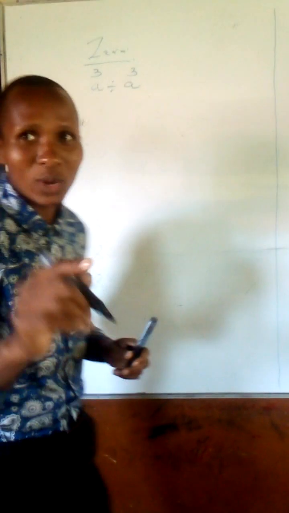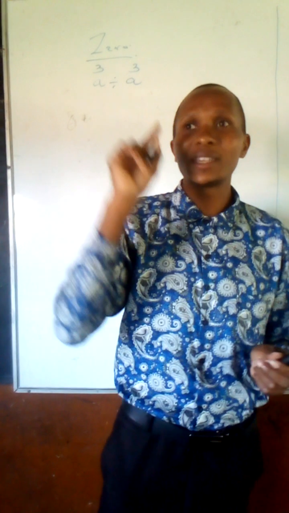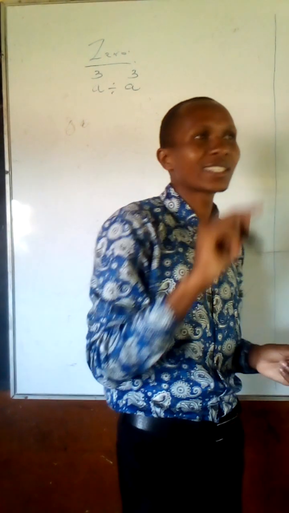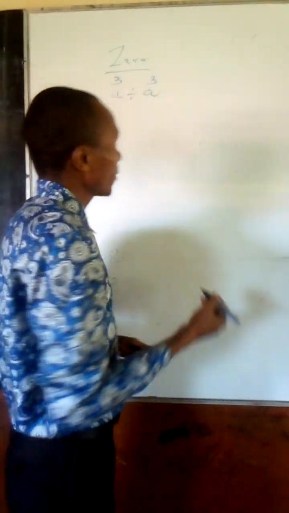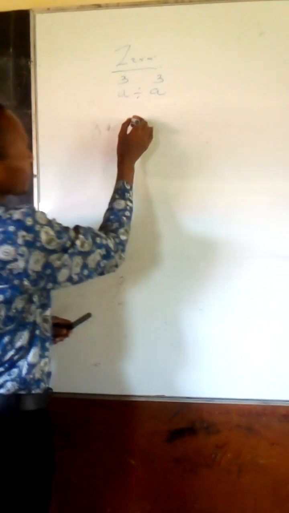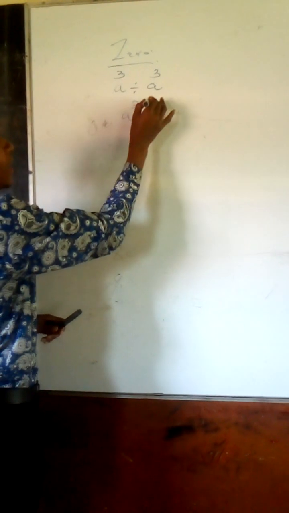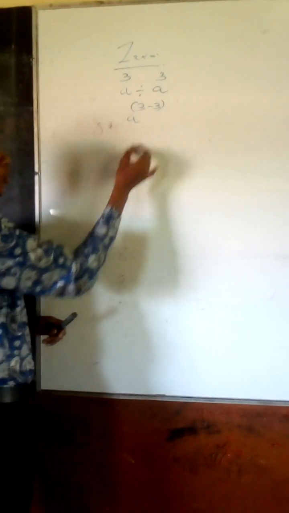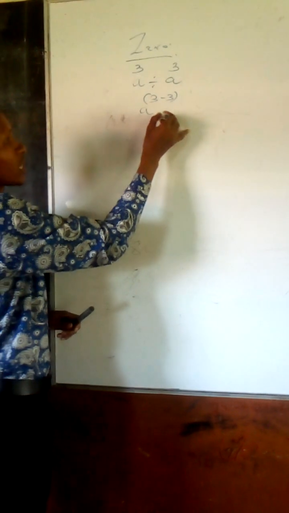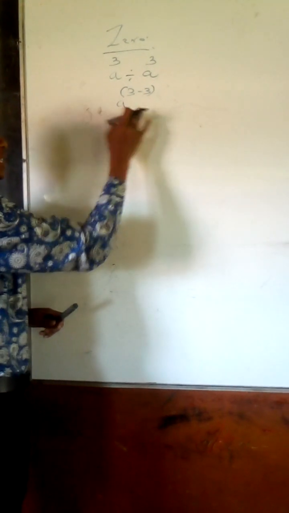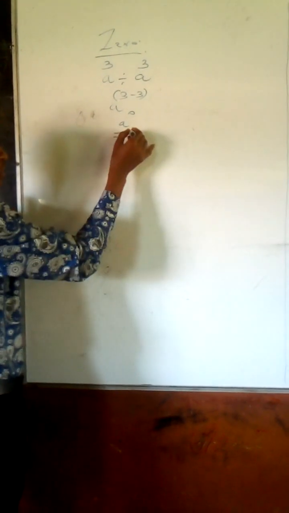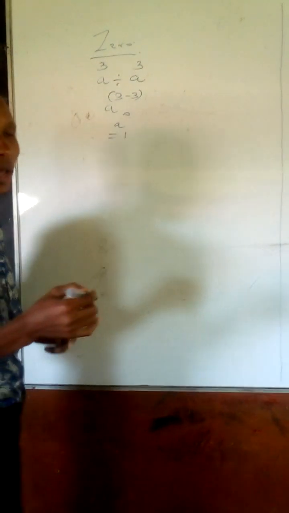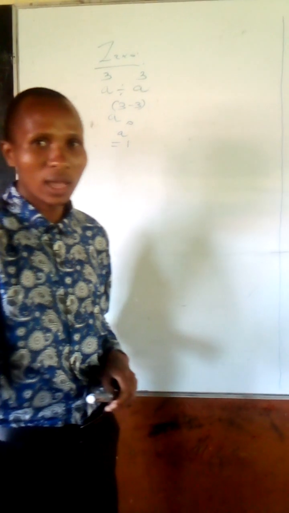Remember we said that when it is division, we take one of the bases and then we subtract the powers. So this is the same as saying a raised to 3 minus 3. What you get is a raised to 0, which is the same as 1. So any number raised to 0 is 1.